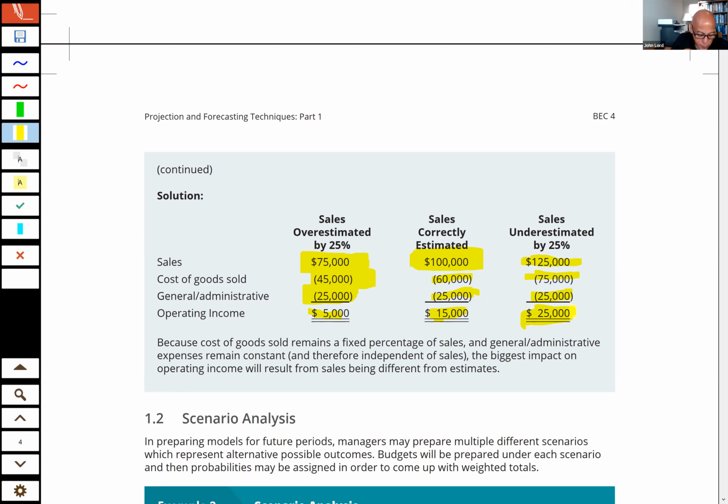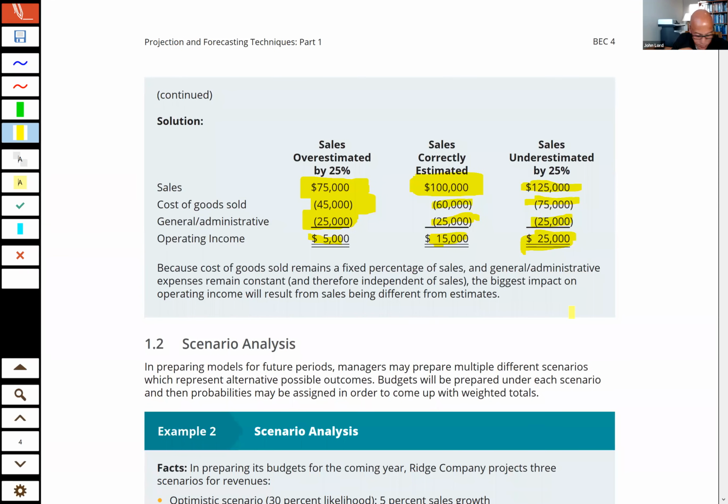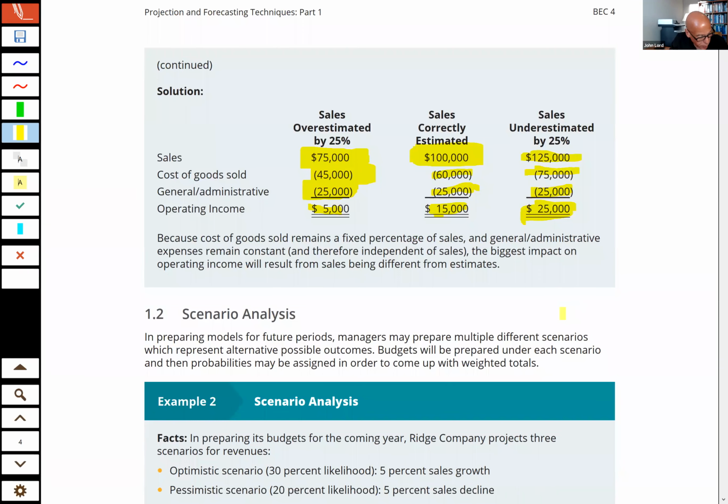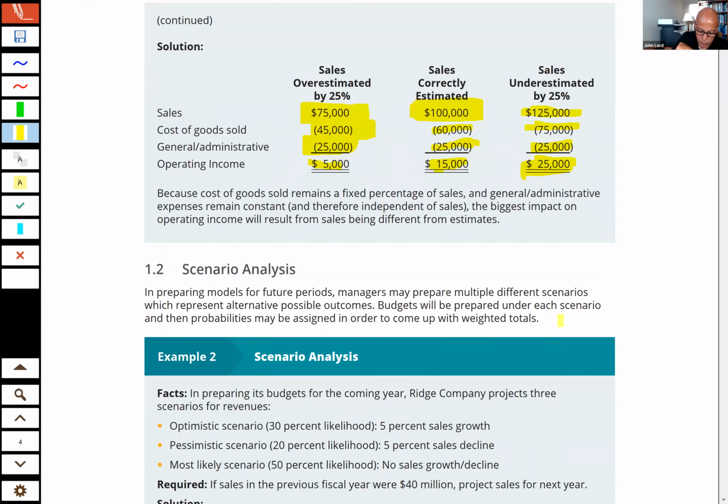Okay, all right. Now you come over and you take a look at scenario analysis. With scenario analysis, we can prepare our budgets under each scenario, and the possibilities may change in order to come up with weighted totals. So you can flashcard that, but you take a look at this example, okay?